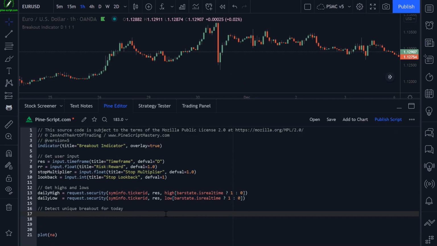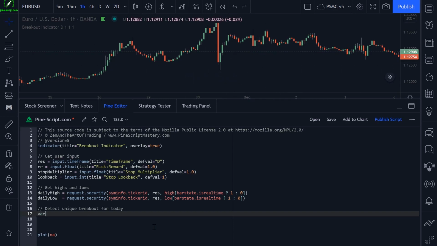So in this case, we only want to detect a unique breakout. If price action breaks out and then the breakout fails and price retraces back into the previous day's range, and then we get another breakout, we don't want to trade that second breakout. We're only looking for successful initial breakouts where momentum is strong.